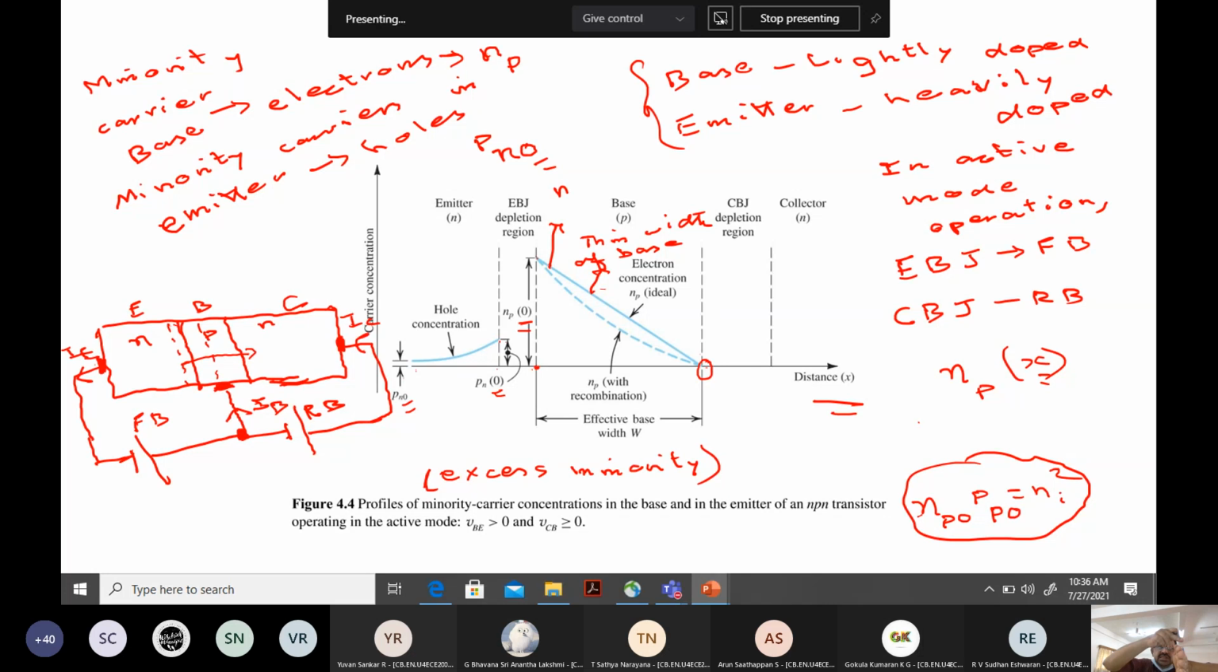Now the electrons cross over and reach the edge of the base collector junction. Once they reach, because of this reverse bias, all of the electrons will get collected at the collector terminal without getting lost. So you have to understand that the excess concentration is going to be zero at this point. You have to understand this point very clearly.